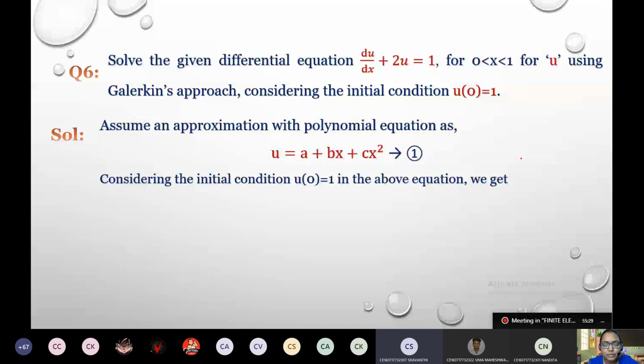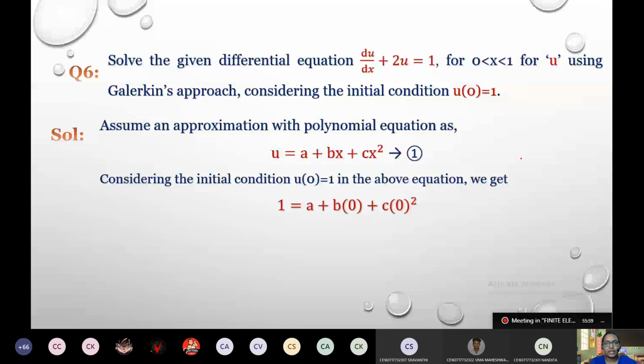No. When you substitute x is equal to 0 in the considered polynomial equation, the value of u, the displacement value, is 1, not the coefficient. You can see I have written the equation here. It is not the coefficient. The value of u at a point x is equal to 0 in the specified region.